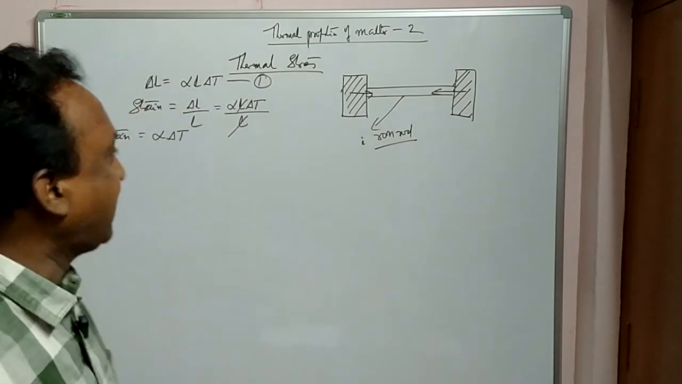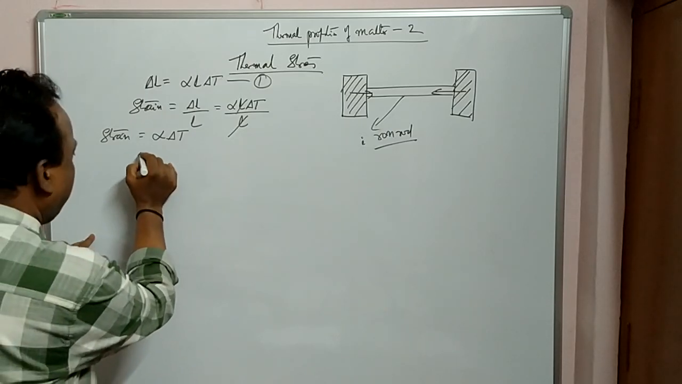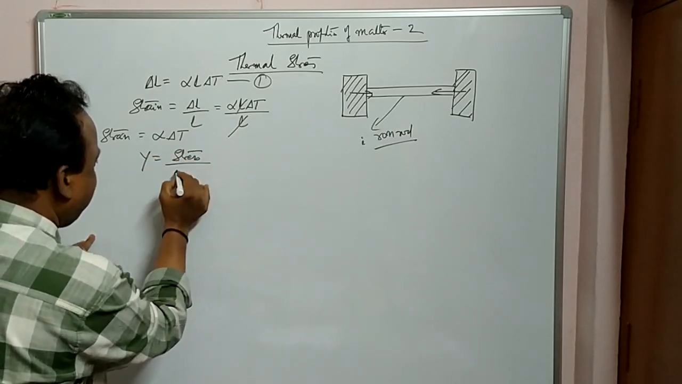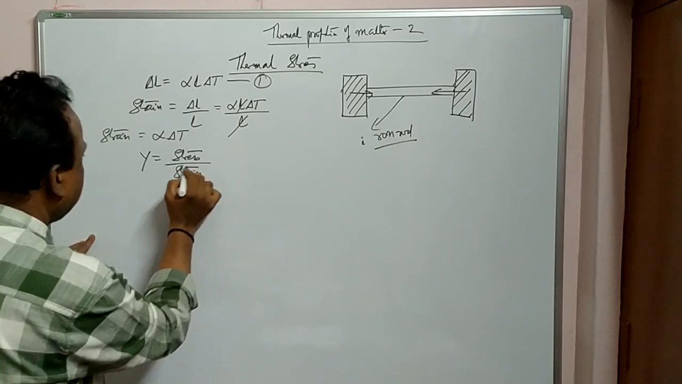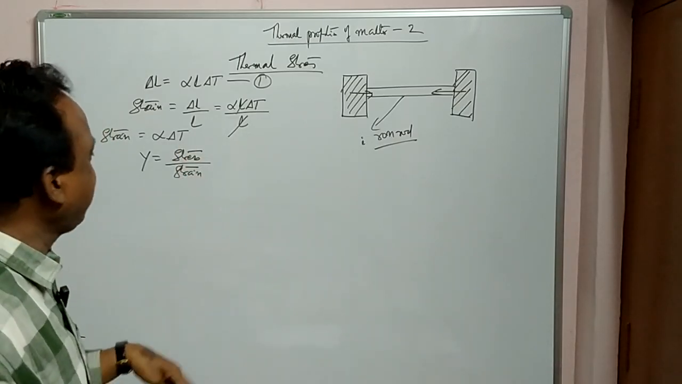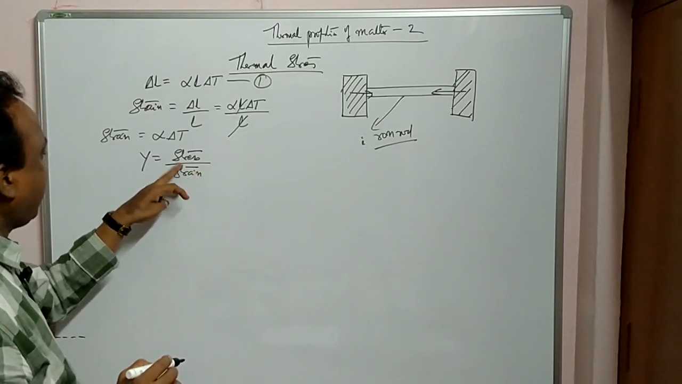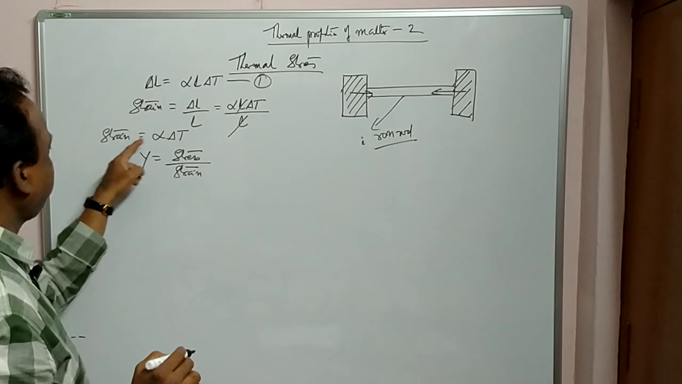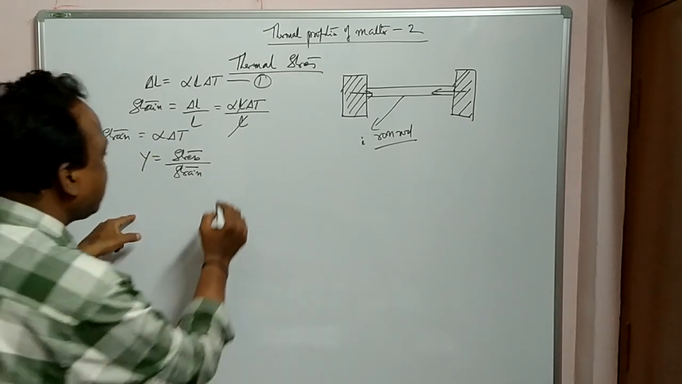But we know from Young's modulus, elasticity. What is Young's modulus? Young's modulus is equal to stress by strain. So from this we can write, because strain means alpha into delta T. Now from this, what is stress?